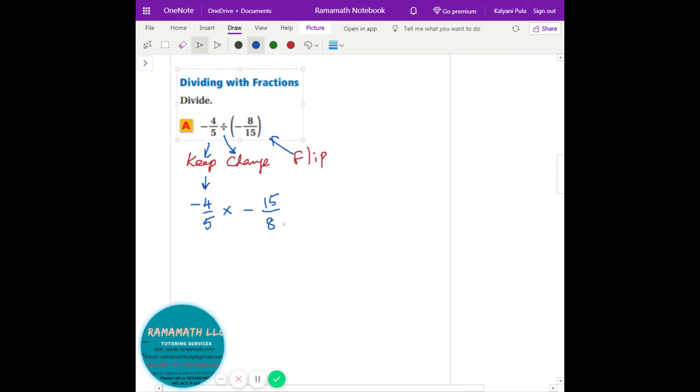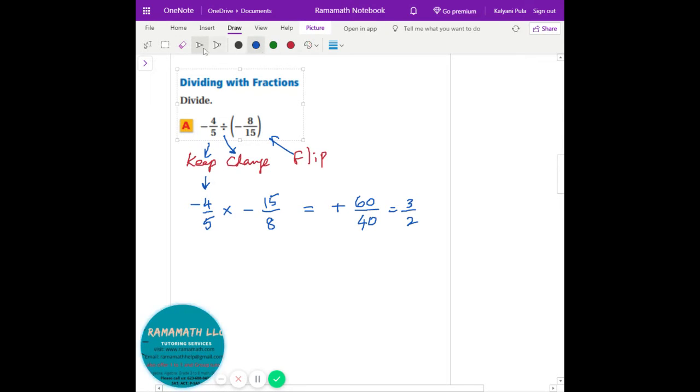Then you just do the multiplication of the fractions, or if you want to reduce them, you can reduce them too. Or you can just multiply negative times negative, it's positive. And then 4 times 15 is 60, and 5 times 8 is 40. You can reduce that, it's going to be 3 over 2.